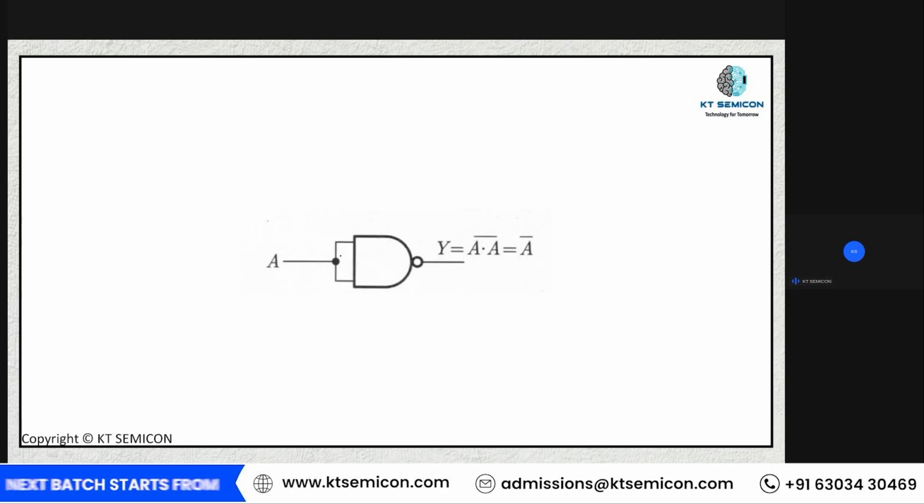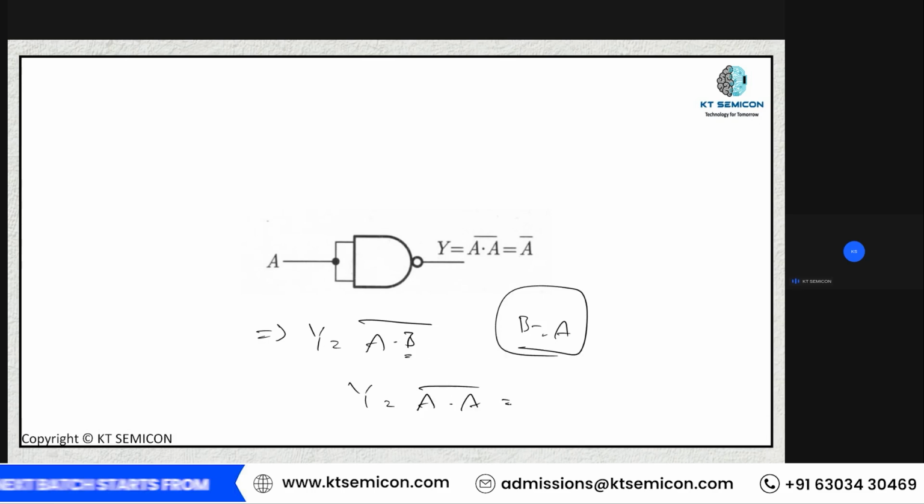What I'm doing here, I'm just shorting both the inputs of a NAND gate so that it will behave as a NOT gate. So your expression of your NAND gate is nothing but A dot B the whole bar. If you are applying B is equal to A, then it is nothing but Y is equal to A dot A the whole bar, which is nothing but A bar. So that's why if I short both the inputs of a NAND gate, then it will behave as a NOT gate.